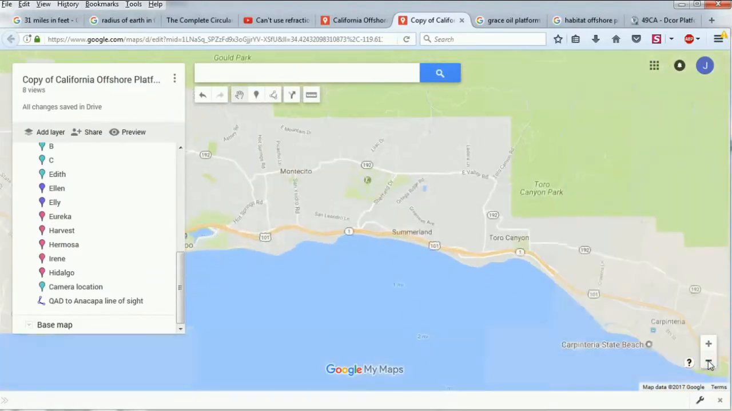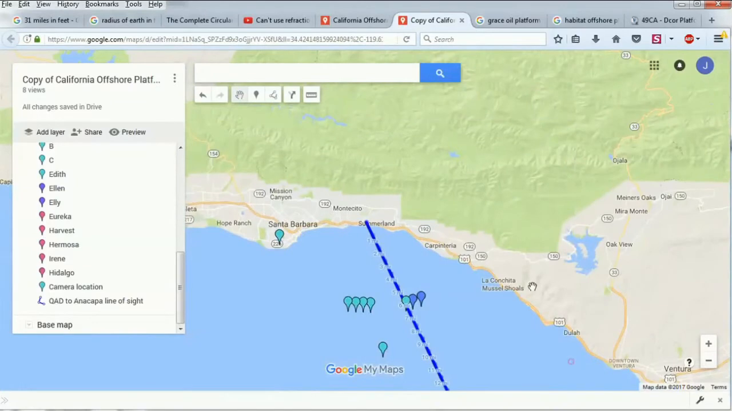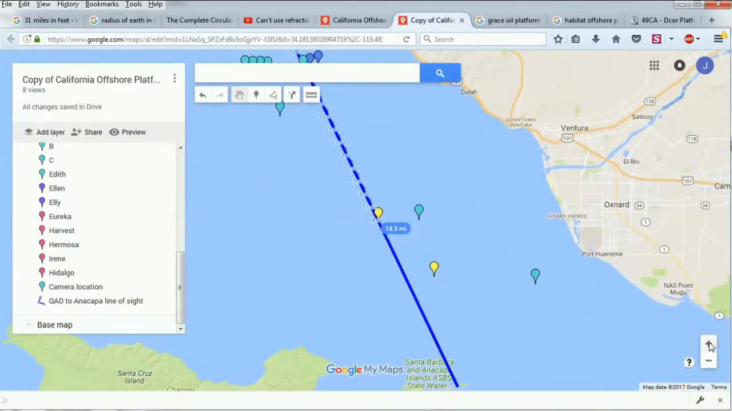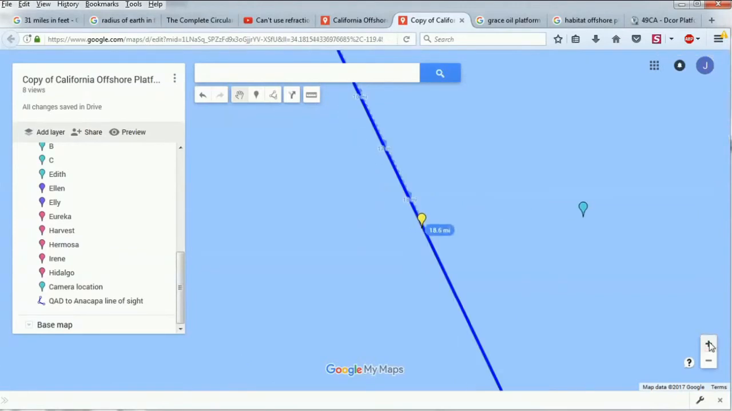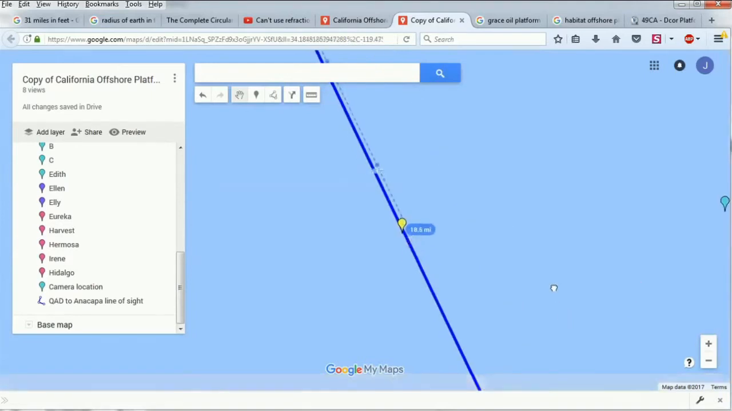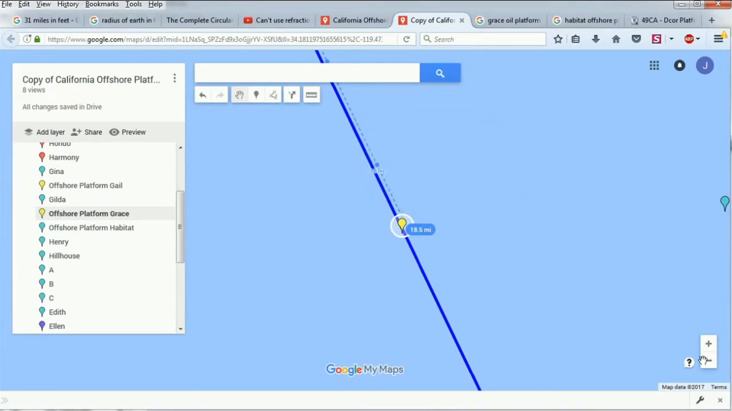So, zoom out again. This is really the only way I can do this. It's a little cumbersome, I know. So there you have it. Offshore Platform Grace, and 18.5 miles. Keep that in mind. That is very important.